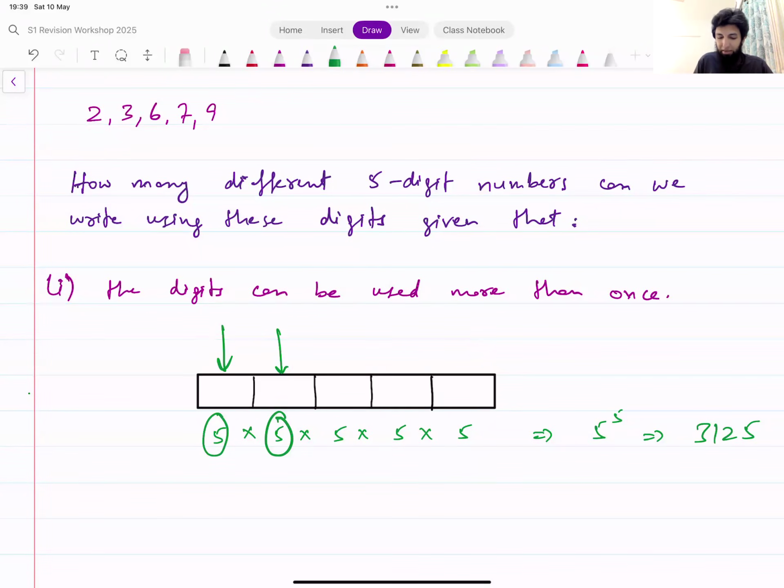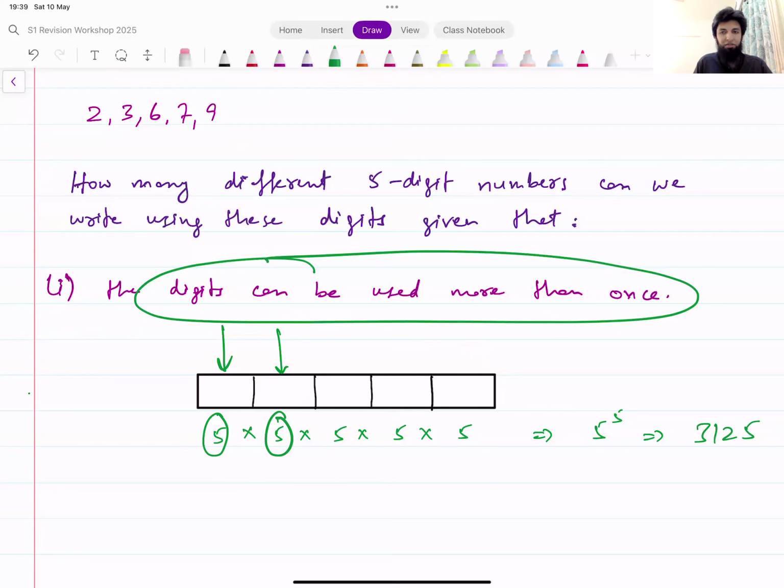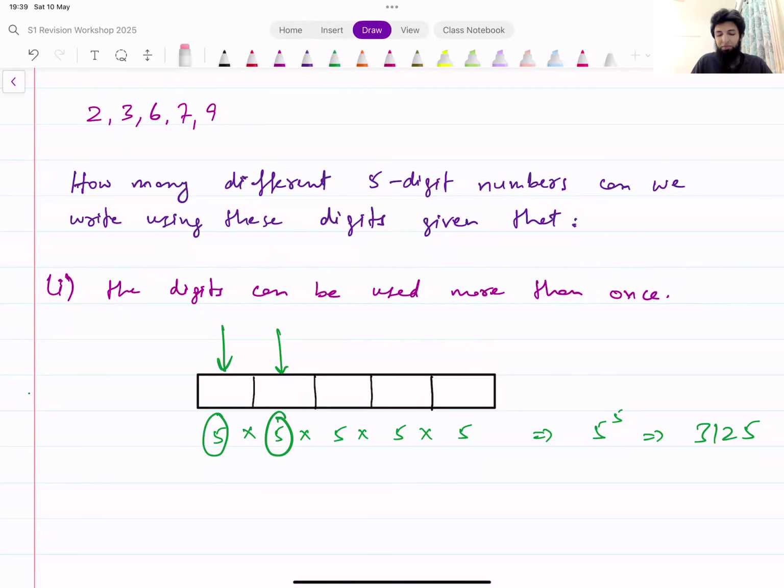Why? Because the digits can be used more than once as well. You can have repetitions. You can have 5 again. You can have the same number again in the next box as well. So that's also 5. And then for the third, also 5, and so on.